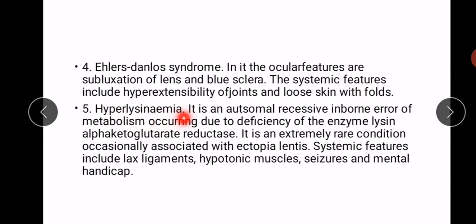Then we have hyperlysinemia. Autosomal recessive inborn error of metabolism occurring due to deficiency of the enzyme lysine alpha-ketoglutarate reductase. It is an extremely rare condition occasionally associated with ectopia lentis. So hyperlysinemia is also associated with ectopia lentis. Systemic features include lax ligaments, hypotonic muscles, seizures and mental handicap. So lax ligaments means lax zonular ligaments or suspensory ligaments and therefore ectopia lentis occurs.